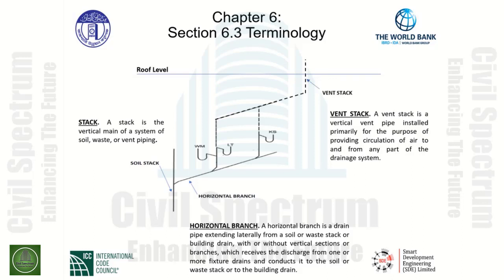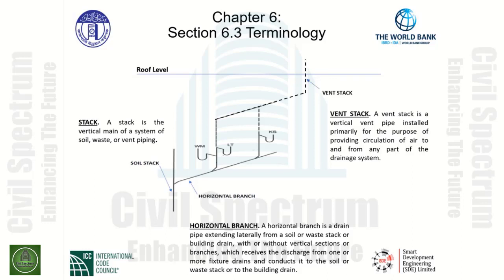The next definition, horizontal branch. A horizontal branch is a drain pipe extending laterally from a soil or waste stack or building drain, with or without vertical sections or branches, which receives the discharge from one or more fixture drains and conducts it to the soil or waste stack or to the building drain. There's a lot of information in this term.